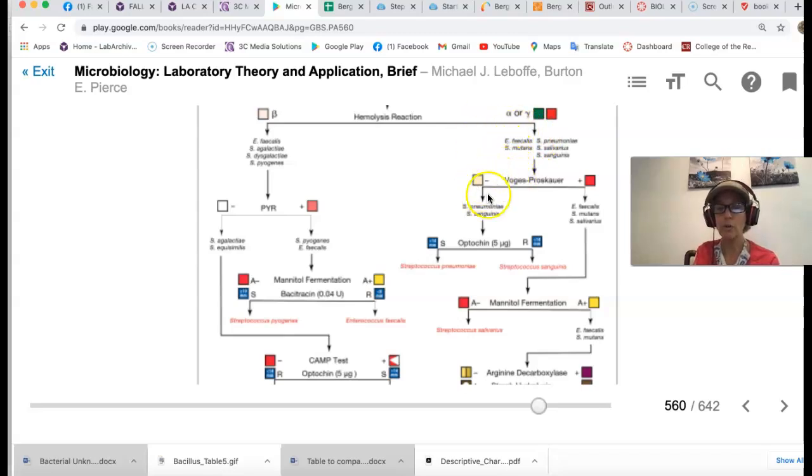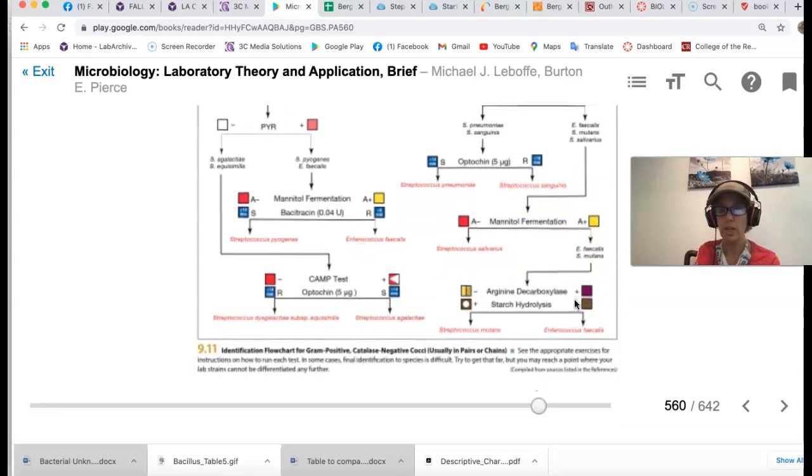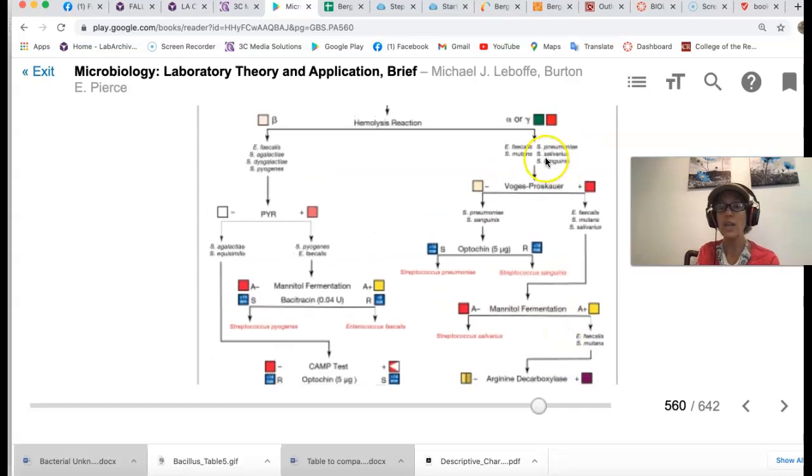So we would look at the Voges-Proskauer test. It should be positive because there's our Enterococcus faecalis. Our mannitol fermentation is once again positive, and our arginine decarboxylase positive, starch negative, would get us to E. faecalis. If you had alpha or gamma hemolysis and a negative Voges-Proskauer, you're going to end up somewhere that doesn't work. So if that happens to you, let me know, and I can help you sort through your data to see which time did your unknown behave weird and help you get on track.